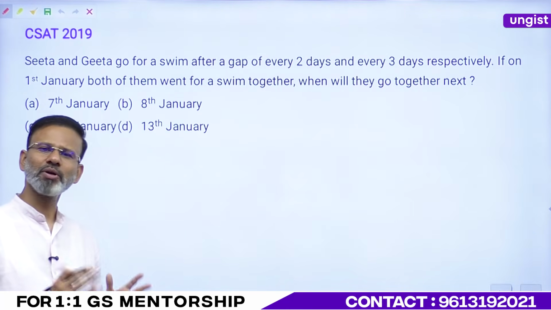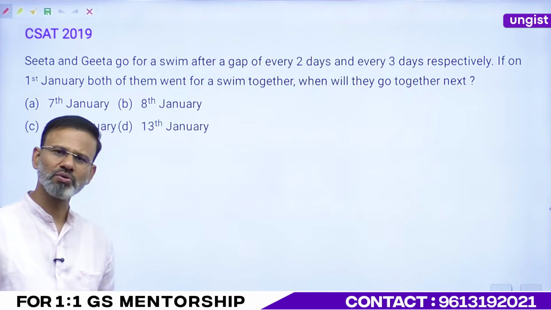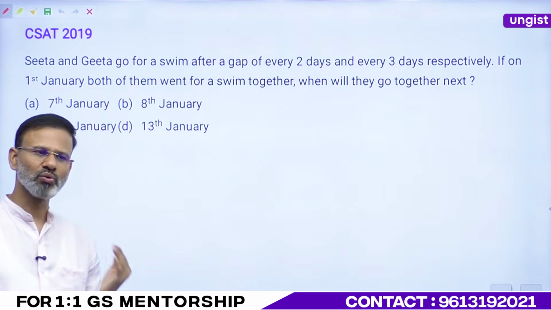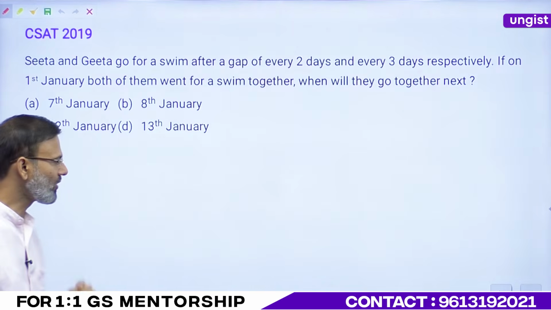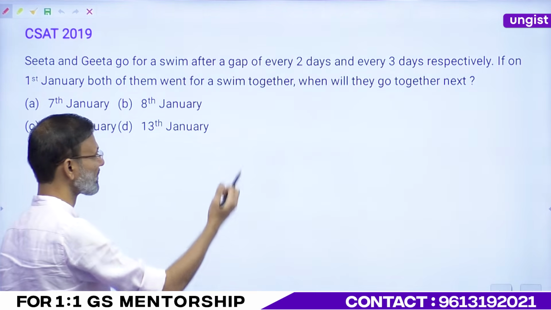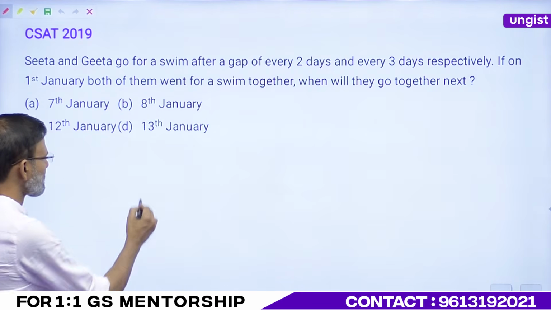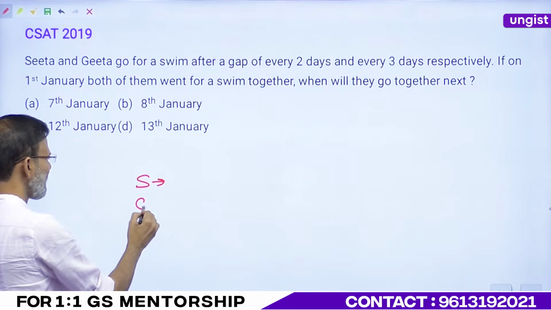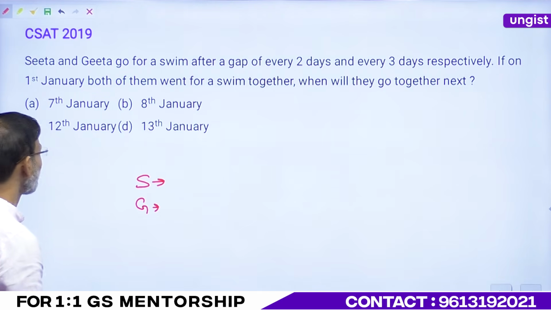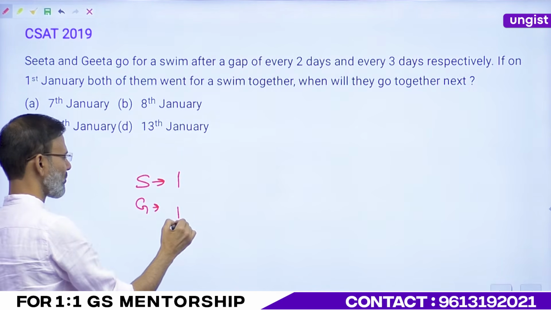This question is again a simple question. Question is saying Sita goes to swim after a gap of 2 days and Geeta goes to swim after a gap of 3 days. All right, on first both of them are going together. Then on which day once again both of them will be going together? So Sita is going after a gap of 2 days and Geeta is going after a gap of 3 days. All right. So on first both of them are going together.